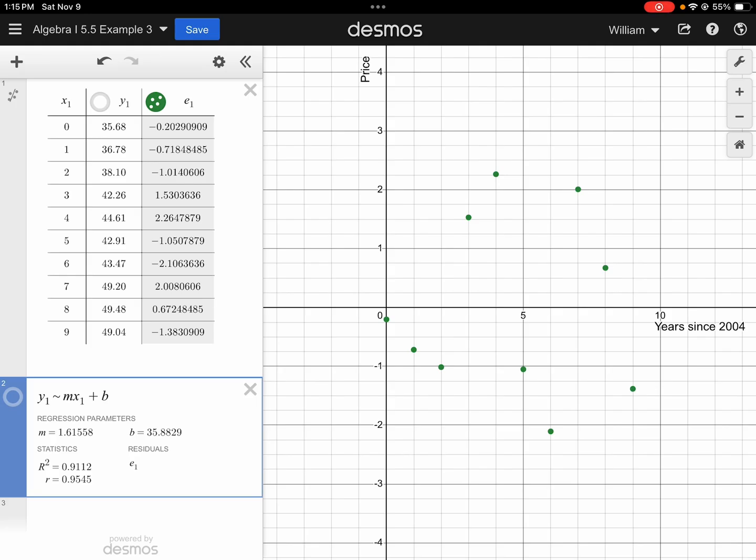Notice I've got some above, some below. What you don't want to see is a pattern. And I don't see a pattern here. It's kind of like a scatter plot. And notice your R value is 0.95. So yeah, that's a pretty good fit, isn't it?